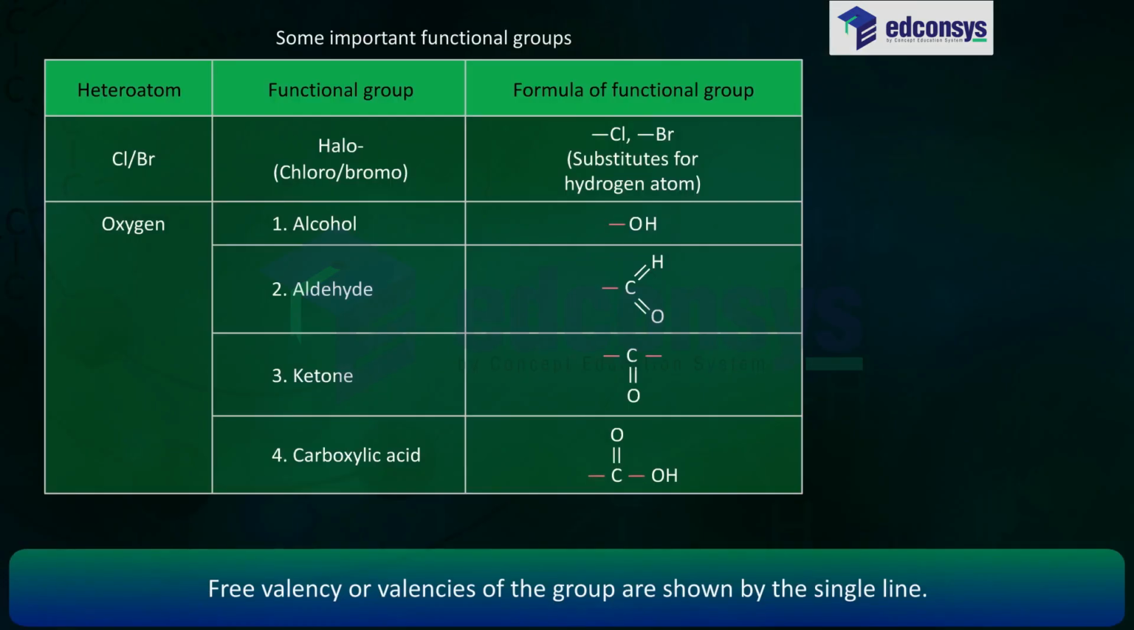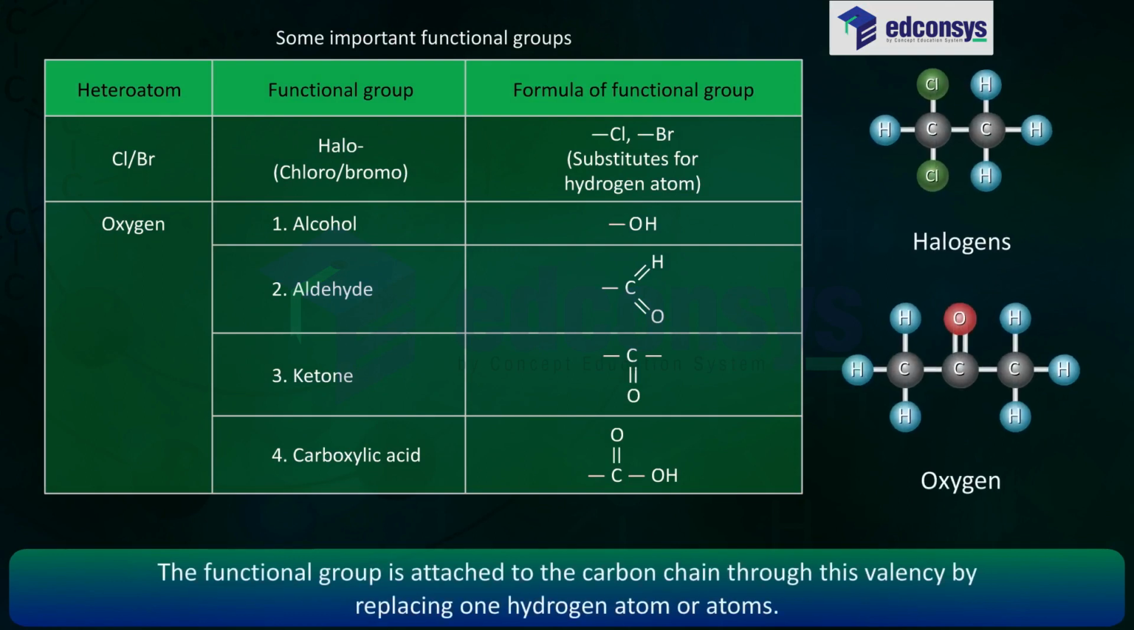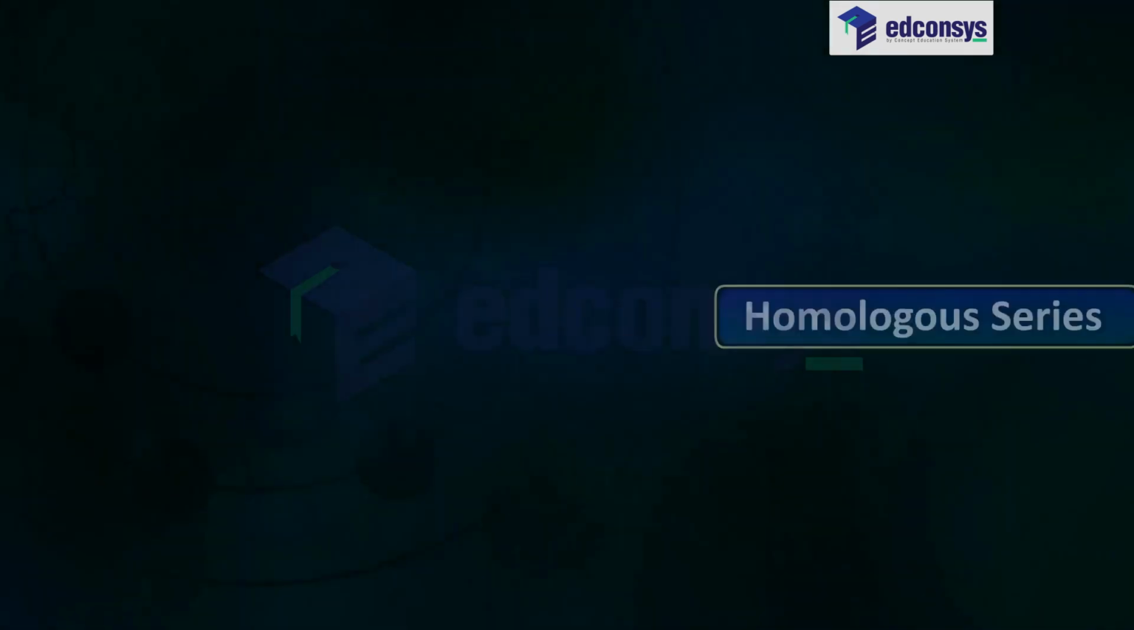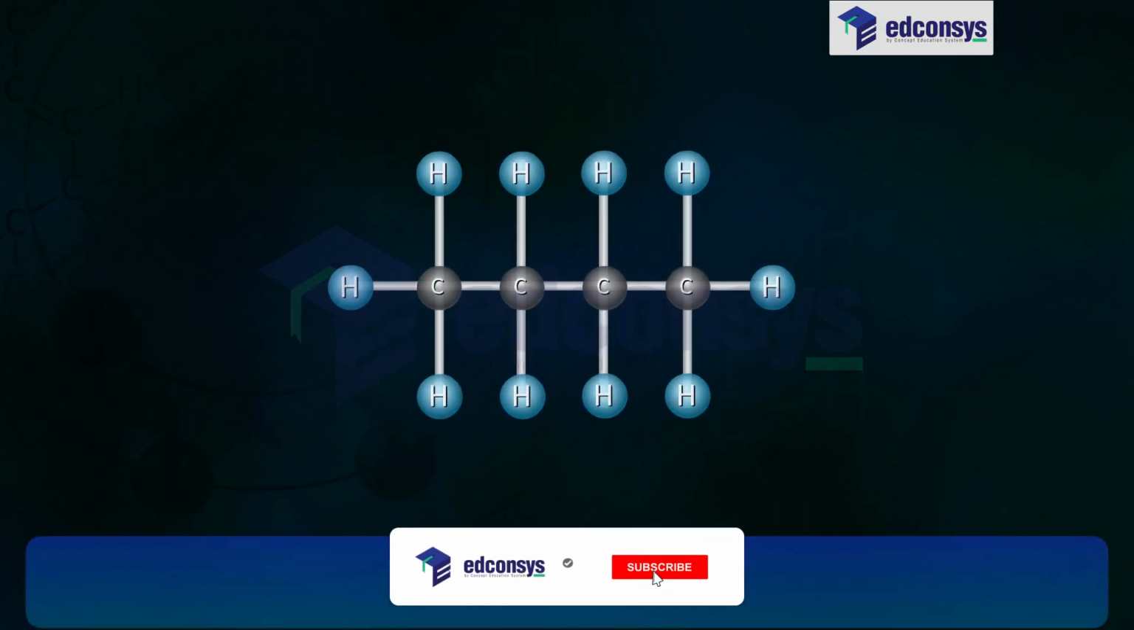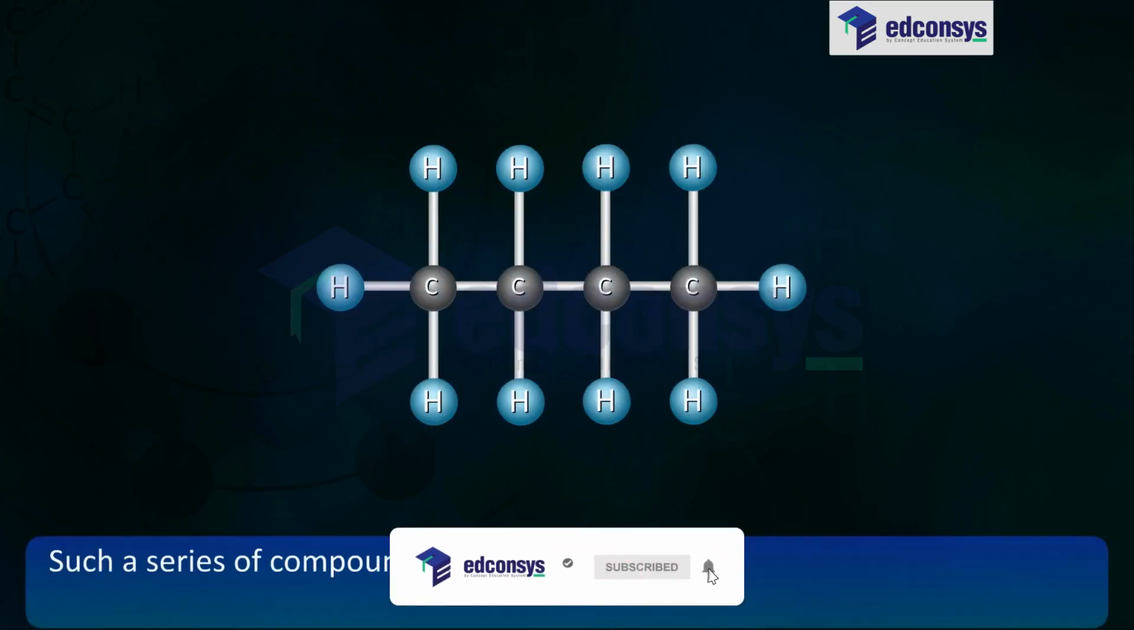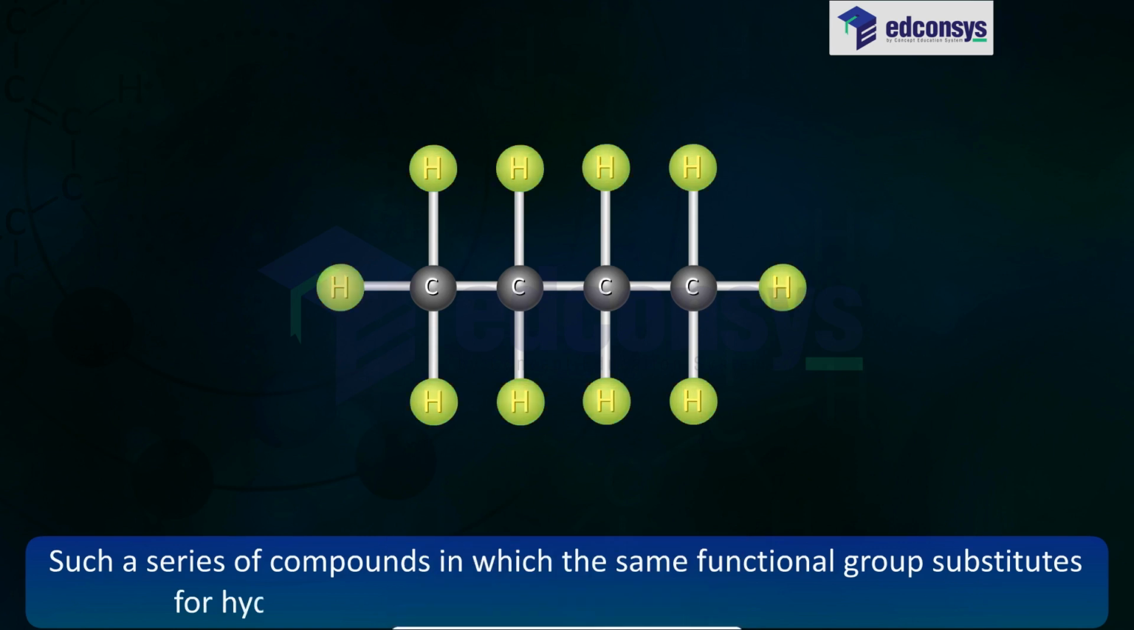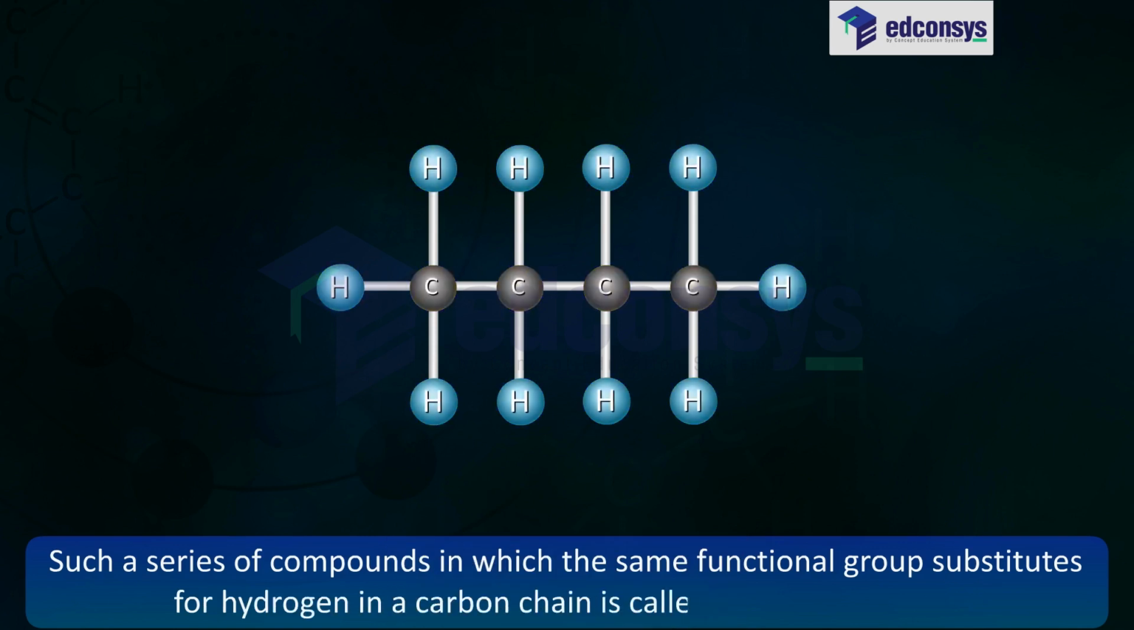Free valency or valencies of the group are shown by the single line. The functional group is attached to the carbon chain through this valency by replacing one hydrogen atom or atoms. Homologous series. Such a series of compounds in which the same functional group substitutes for hydrogen in a carbon chain is called a homologous series.